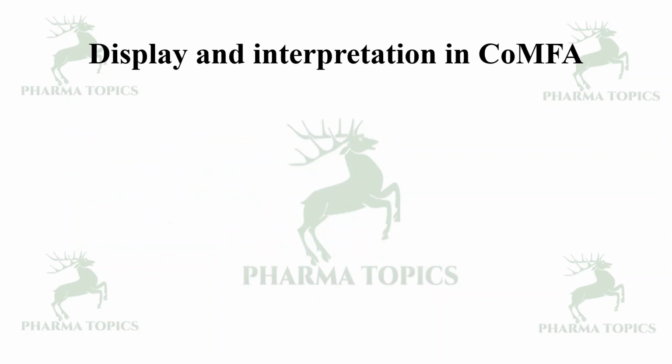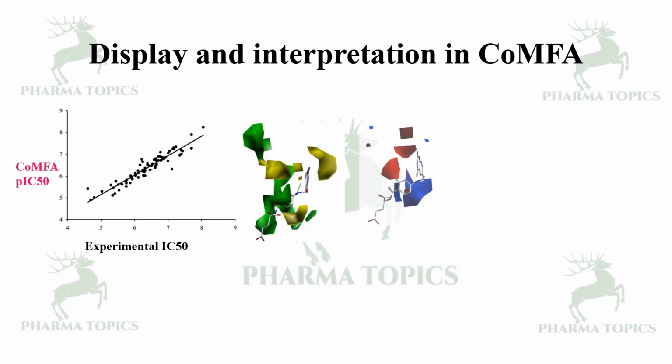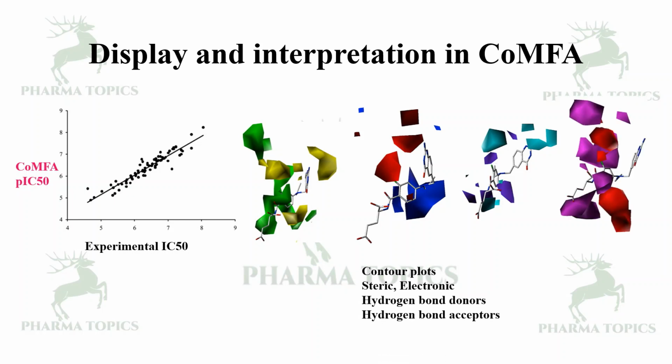Let us see the display and interpretation in CoMFA. So it will be like this. It will give a prediction for the experiment. One will be the training set, one will be the test set. So it will give a predicted IC50. A model will be created, and it will give plots called contour plots like this. The contour plots will be there for steric and electronic features, hydrogen bond donors and hydrogen bond acceptors.